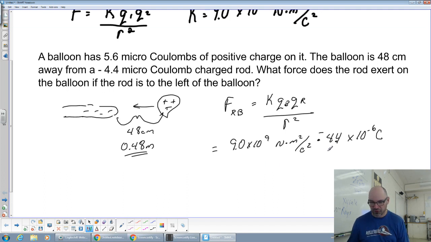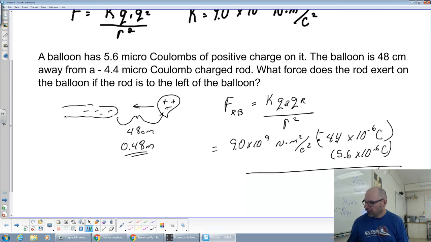Okay, 4.4 microcoulombs, so that's times 10 to the -6 coulombs, times 5.6 times 10 to the -6 coulombs, all divided by 0.48 meters squared. Okay, so if we do our math here, move that up so we can see it a little better.